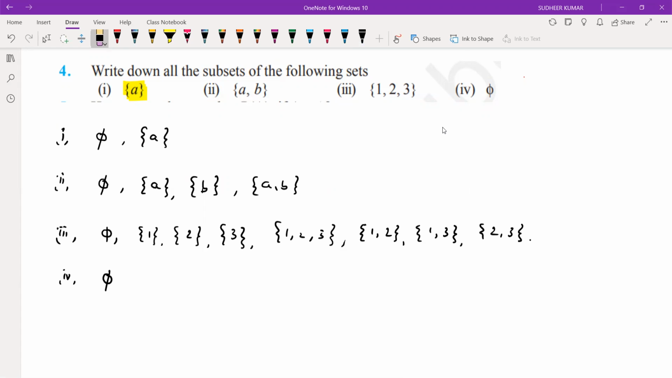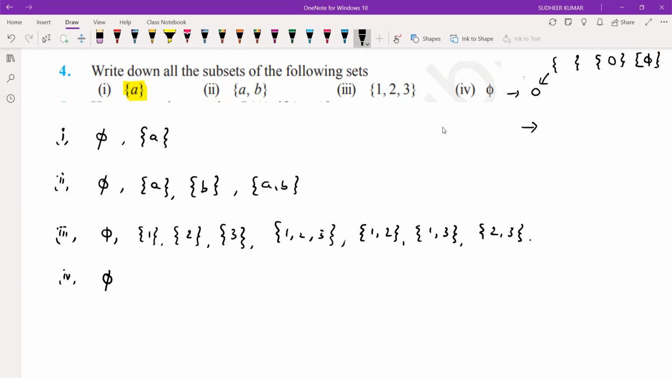Phi consists of 0 elements, so there are no elements. We should not write 0 in the set, because that would be one element. We should not write phi in the set either, because that also consists of one element. If you write only brackets without any elements, we can say it is the null set. The number of elements of the null set is 0.